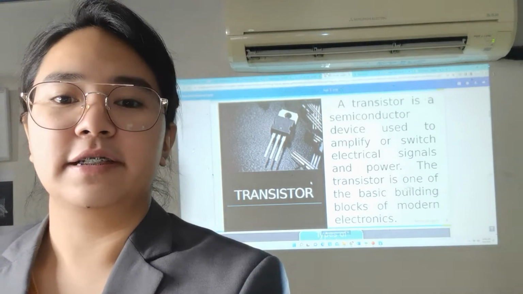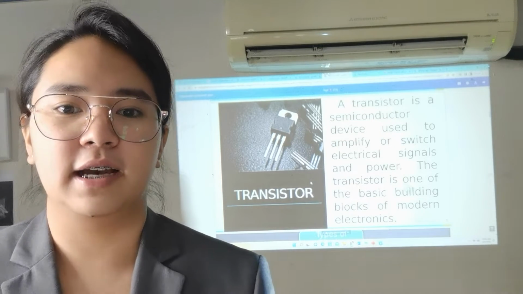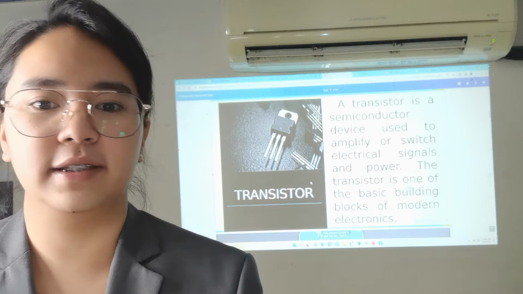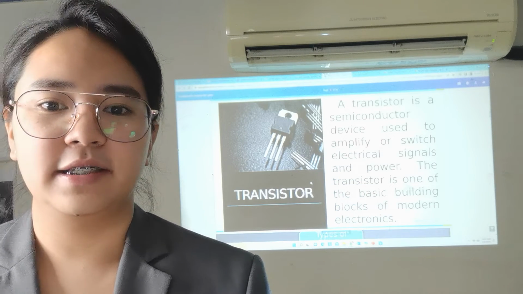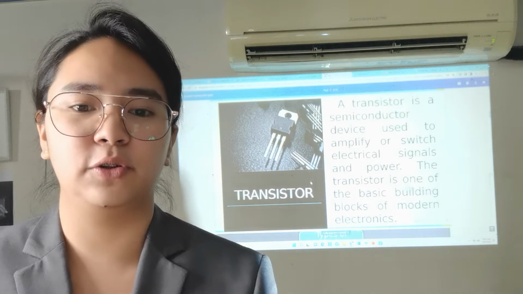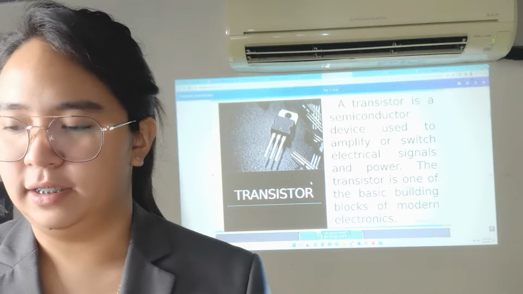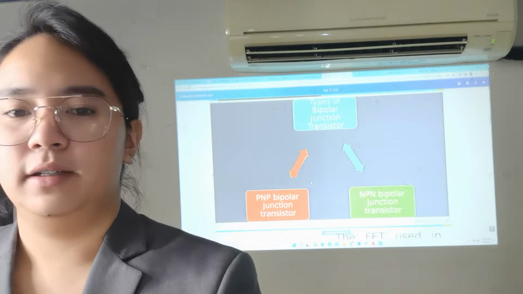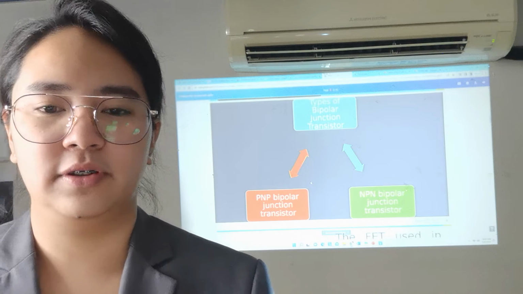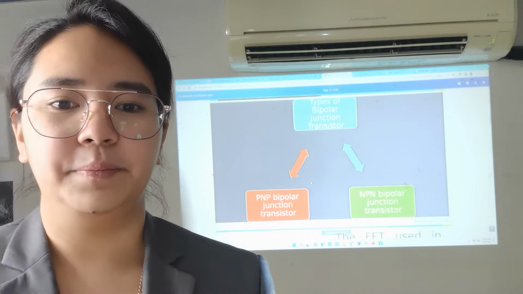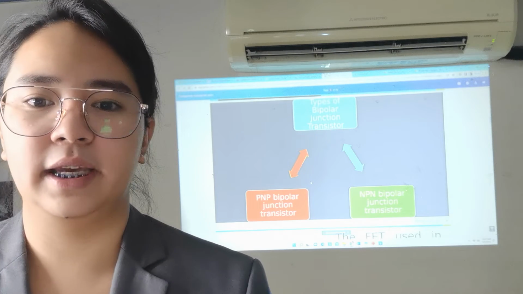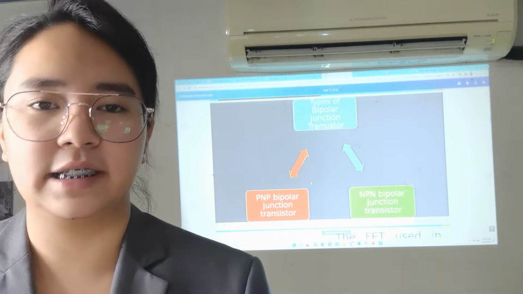A transistor is a semiconductor device used to amplify or switch electrical signals and power. The transistor is one of the basic building blocks of modern electronics. The types of transistor are the bipolar junction transistor, PNP bipolar junction transistor and NPN bipolar junction transistor.